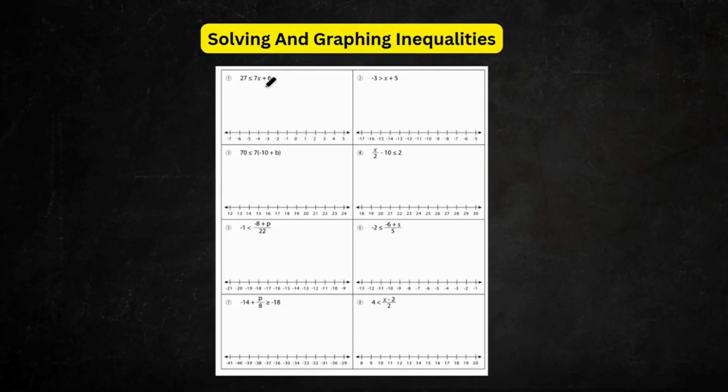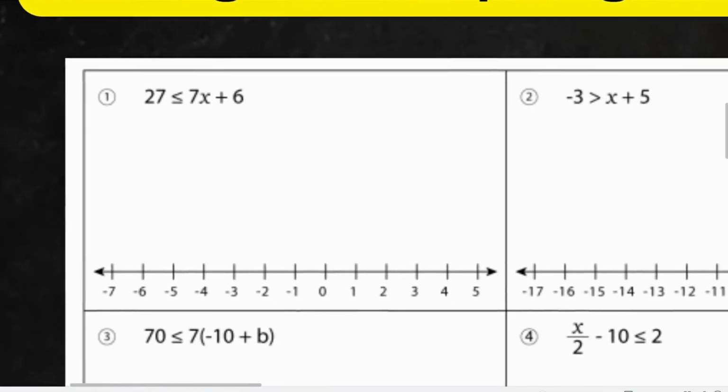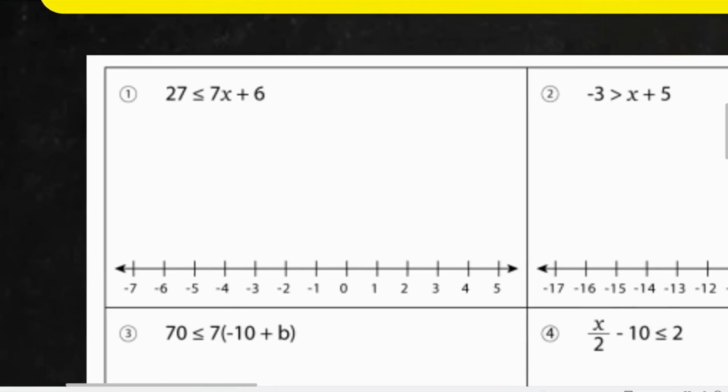In today's class, we will be solving some inequalities and also graphing them on a number line. So let's move towards the very first inequality that we have. That is 27 is less than or equivalent to 7x plus 6. Alright. So for this one, what is the first thing that we will do? We will be subtracting 6 on both sides, right?